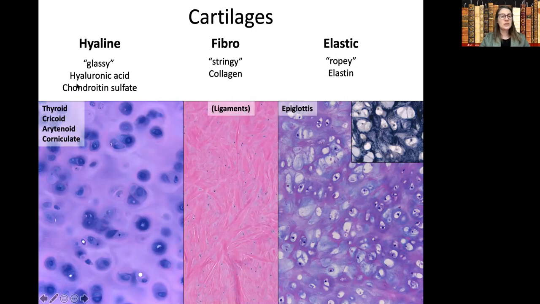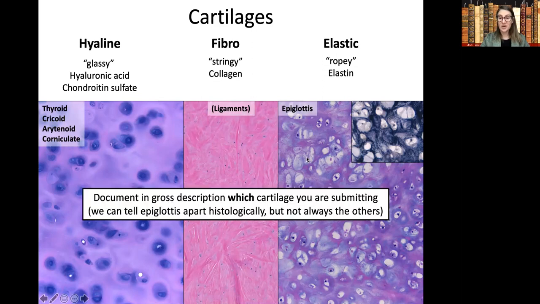Well, hyaline cartilage is present in the thyroid, cricoid, arytenoid, and corniculate cartilages of the larynx, whereas the epiglottis is elastic cartilage. And so when we're looking at histologic sections, we can tell the epiglottis apart histologically based on the fact that it's elastic cartilage, but we really can't always tell the thyroid from the cricoid, or for that matter, the arytenoid or the corniculates.